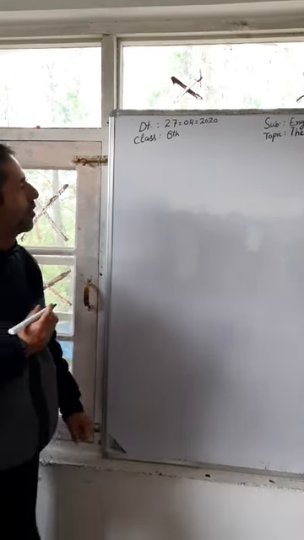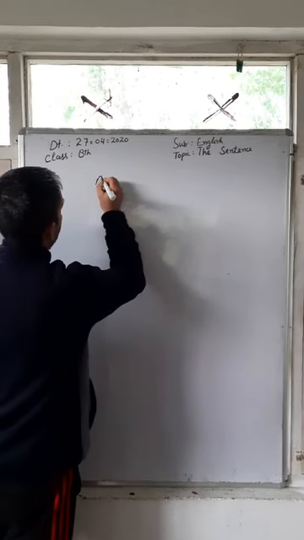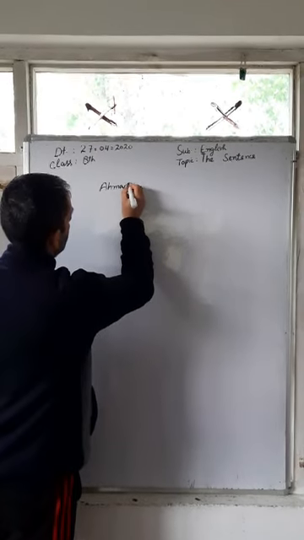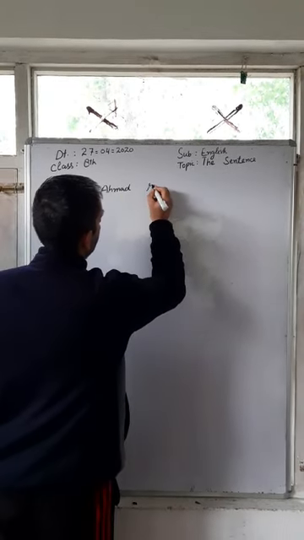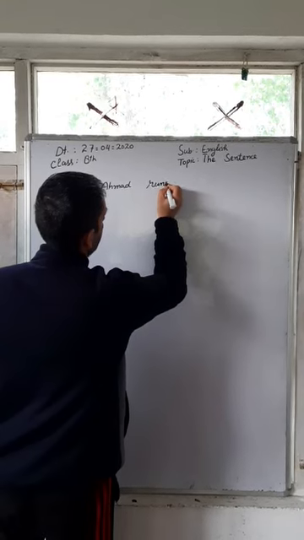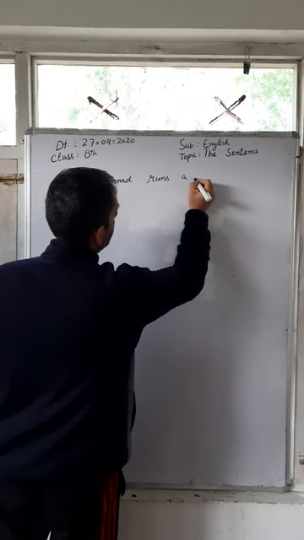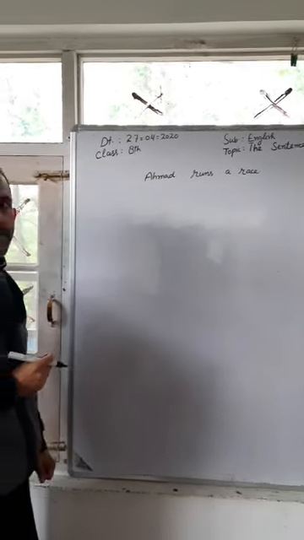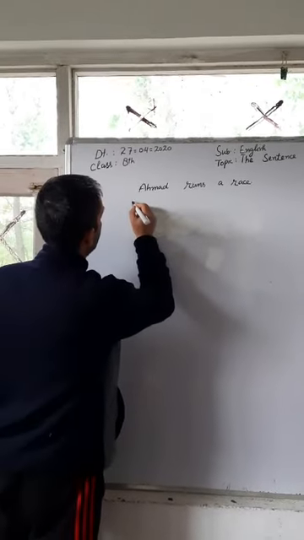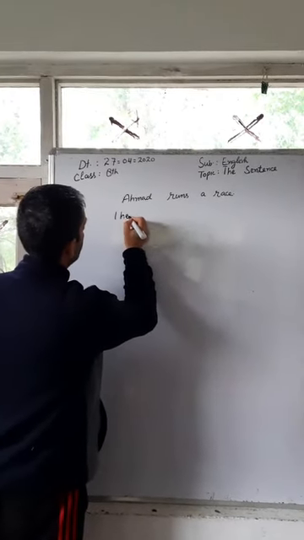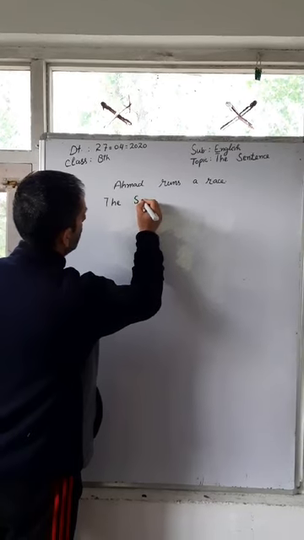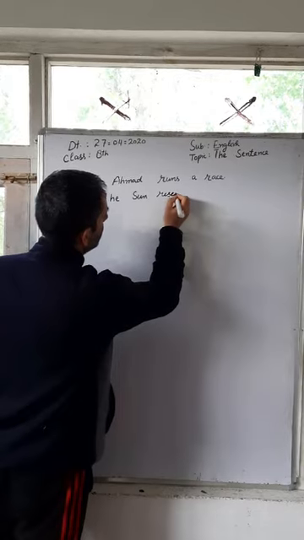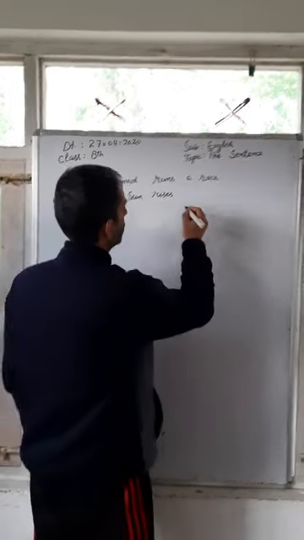For example, Ahmad runs a race. The sun rises in the east.